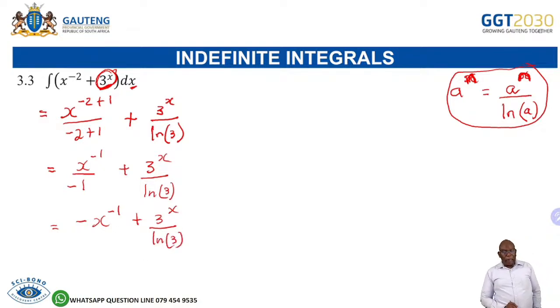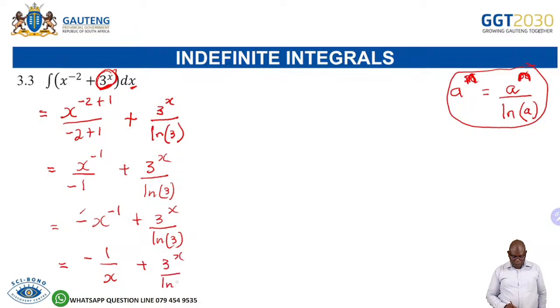Now, I don't like it like this, when we have a negative exponent. So therefore I can say this negative will remain, 1 over x to the power 1. So I just take that rule and then just reverse it, then plus 3 to the power of x all over ln 3. That will be plus c.